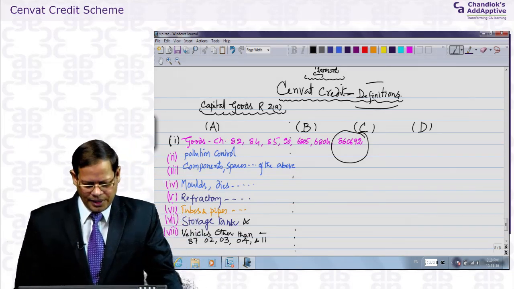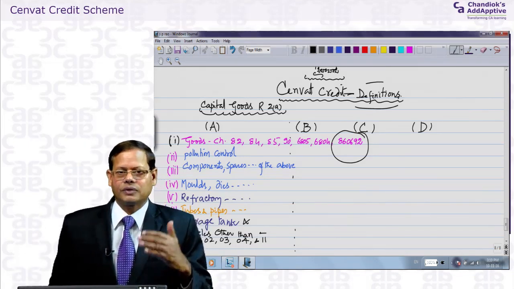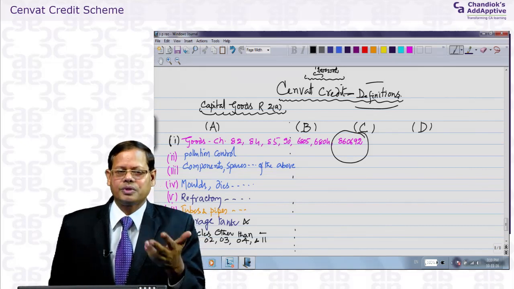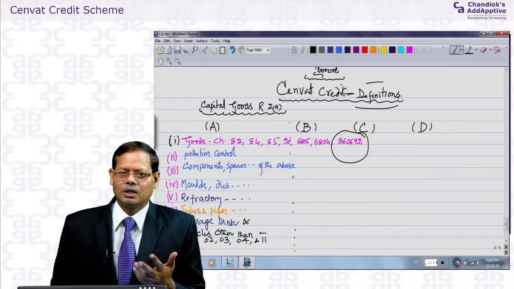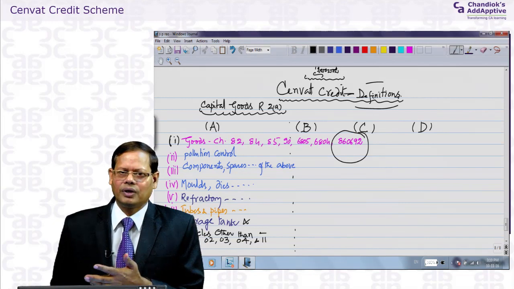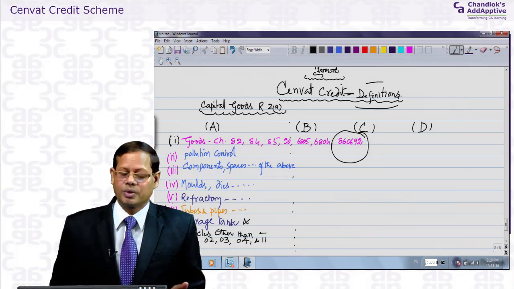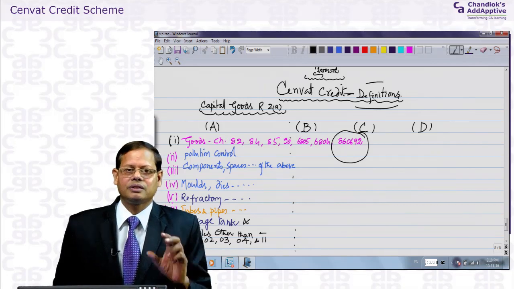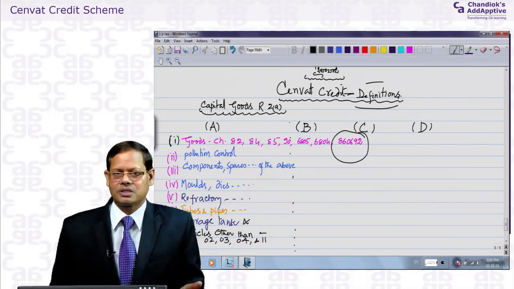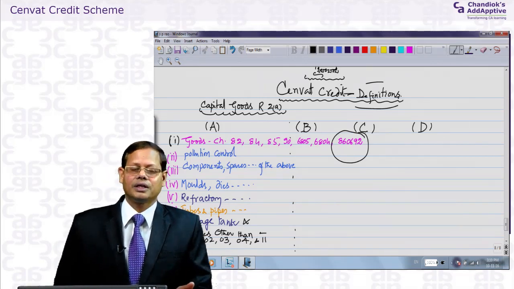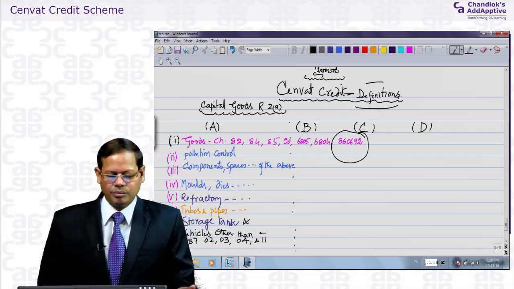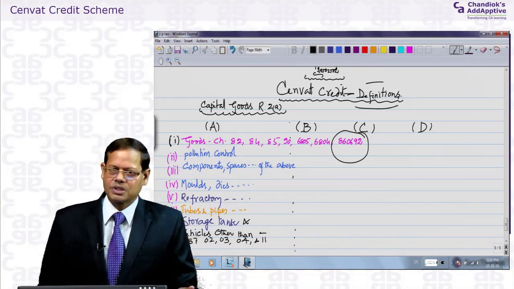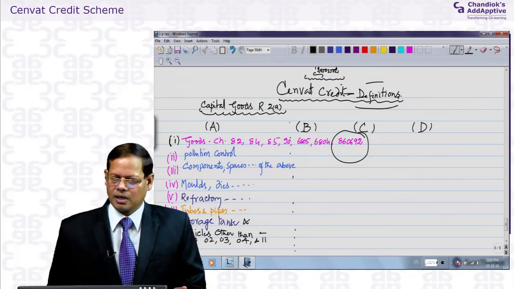So 82, 84, 85, I will come back. What are the goods specified in 82? What are there in 84, 85, 90? I will give you the list, because they are not giving the list, they are simply giving out the numbers. And what is there in that number 82? What is there in number 84? These things we will discuss, I will come back.